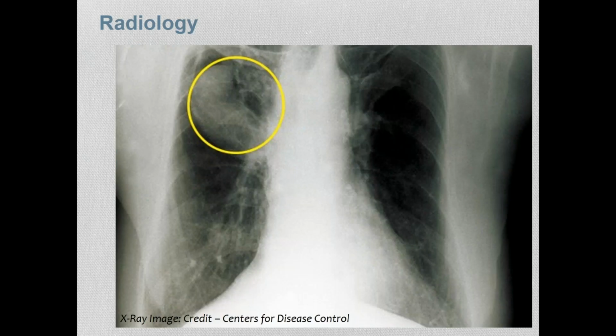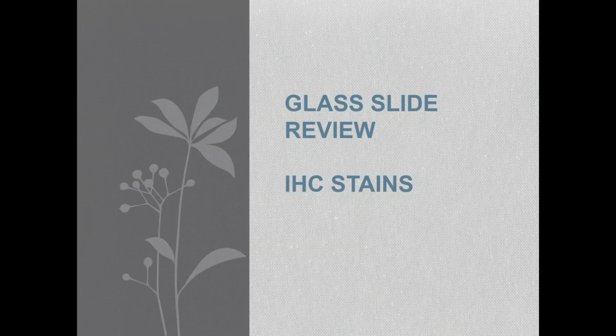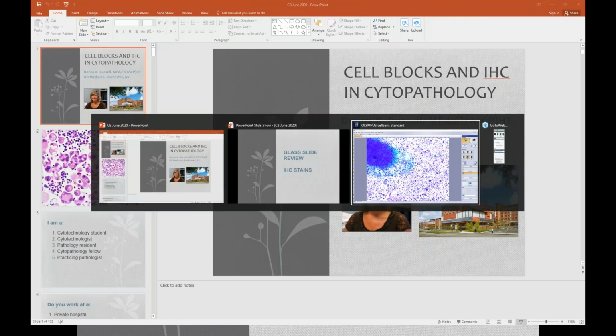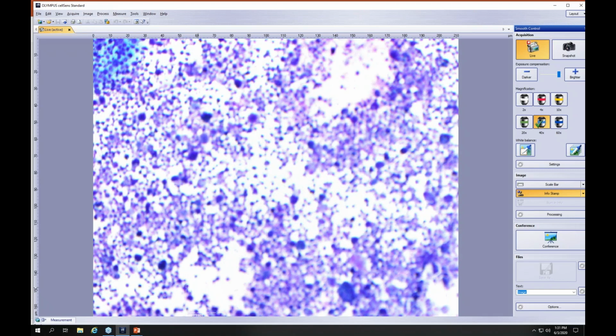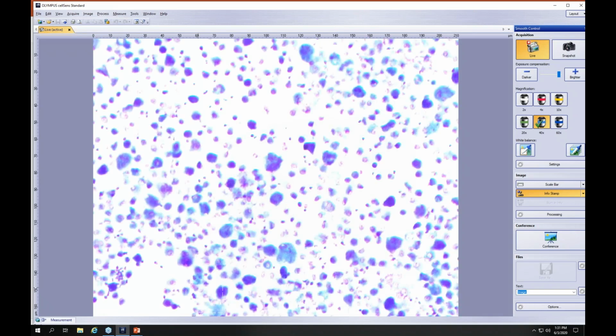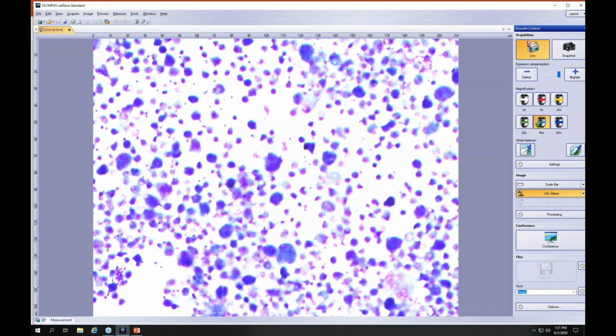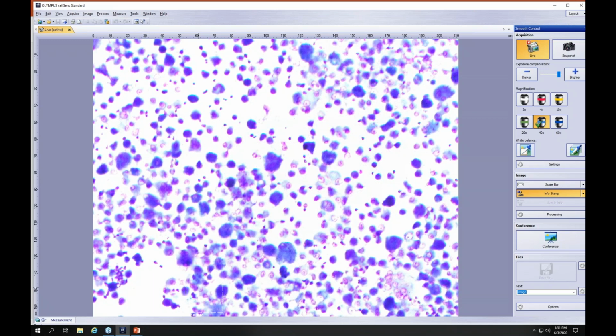The radiology I have for this, I have to credit the Centers for Disease Control. It's an example of a right upper lobe ball-like lesion in the lung. And we'll get to our glass slide review. You can see even on low power, the vast majority of the cells that are present in this lavage sample are macrophages.